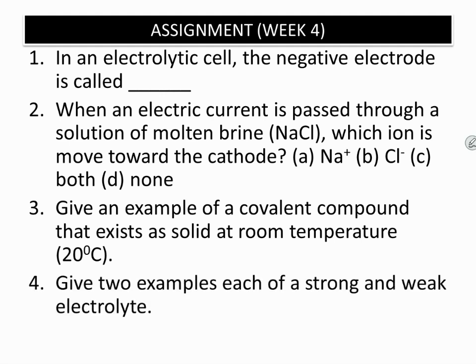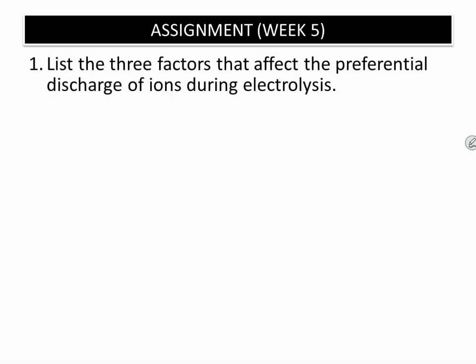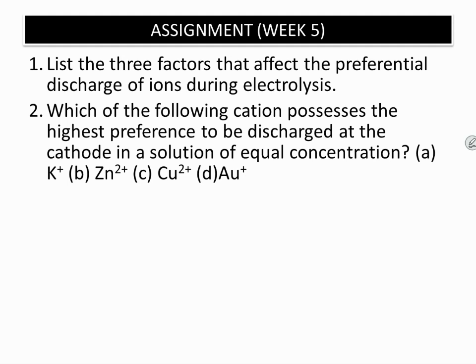Then give two examples of a strong and weak electrolyte. I've given you all strong acids, H2SO4, or strong bases, sodium hydroxide, potassium hydroxide, and then of course you do that. That's an assignment for you. Then list three factors that affect preferential discharge. We just said it now. One is the concentration, the position in the activity series, and then the nature of the electrode.